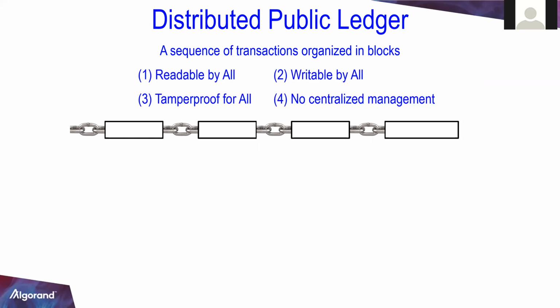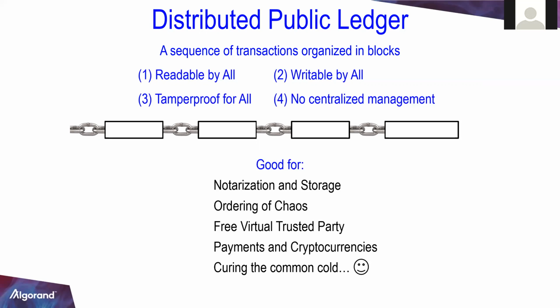And because of that, the next property distinguishes blockchain from them, because blockchain does not have a centralized management. Everything is decentralized and the people participating in the blockchain manage themselves.